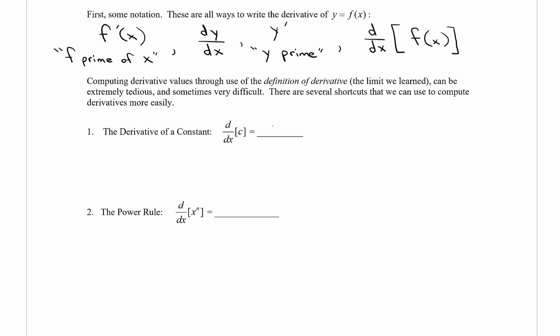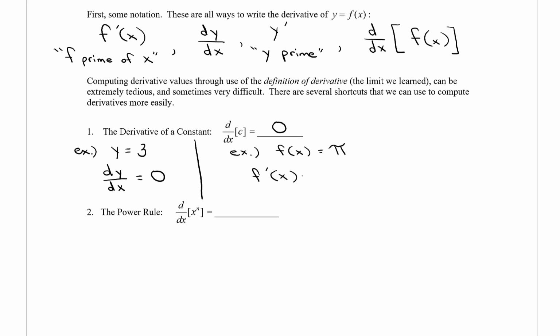1. The derivative of a constant. The derivative of c, where c represents a constant, is going to be equal to 0. For example, if we have something like y equal to 3 and we take the derivative of y with respect to x, it's going to be equal to 0. Or another example would be, if we have f of x is equal to pi, the derivative of f of x will be equal to 0.